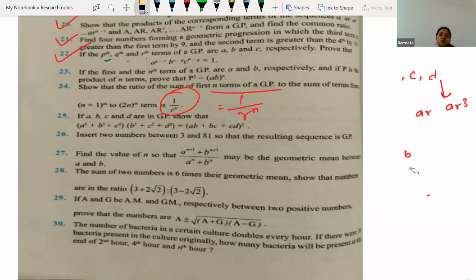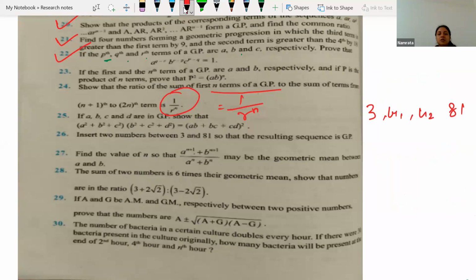Now the next question says that we insert two numbers in between 3 and 81. So 3, 81, and we are saying the second number is G1, the third number is G2. We have inserted two numbers in between 3 and 81 so that the resulting sequence is in GP. Now we have to show that the resulting sequence is in GP.